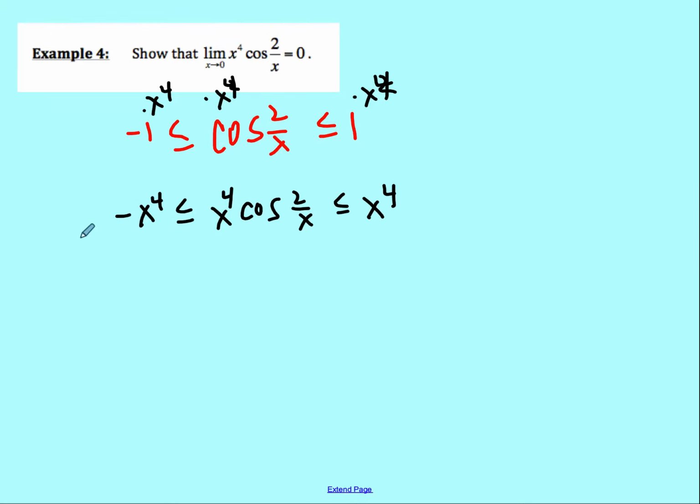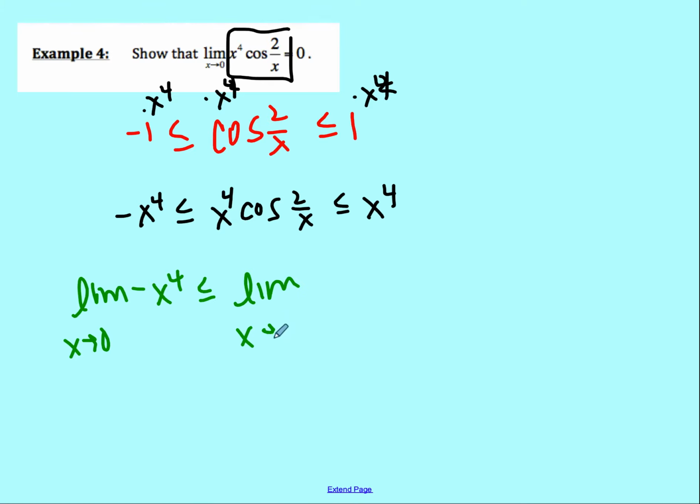So now I have created the function I originally started with, and now I want to evaluate the limit. So I'm going to take the limit of each one. So I have my limit as x approaches 0 of negative x to the fourth. Rewriting the function I was given. And this is just the steps to prove how to go through this. And now from here, I cannot find the limit of the middle function. However, the endpoints I can.